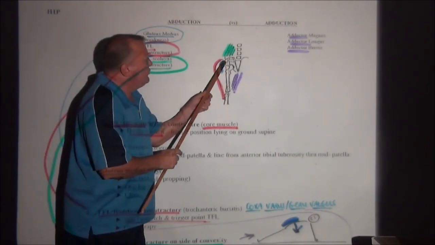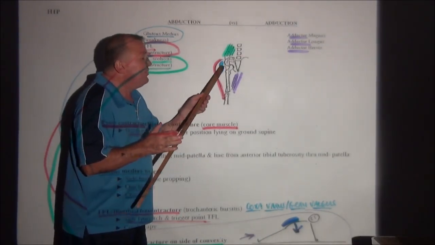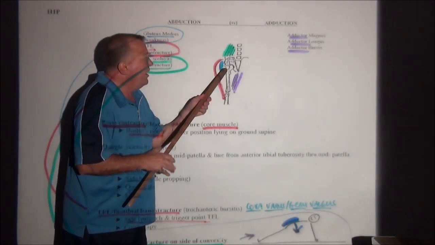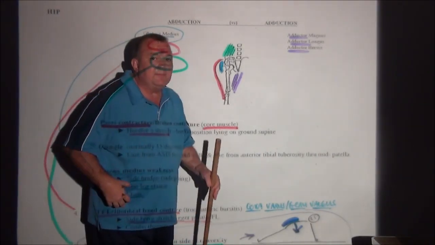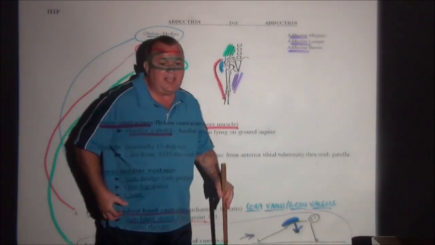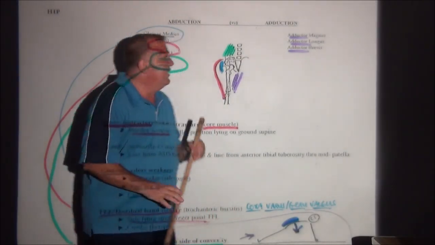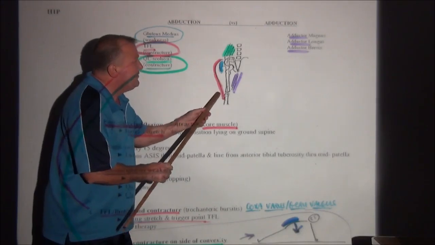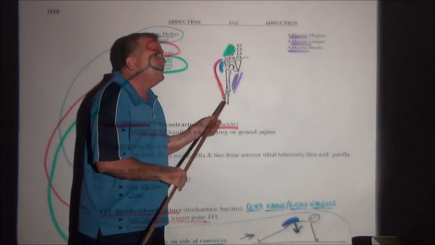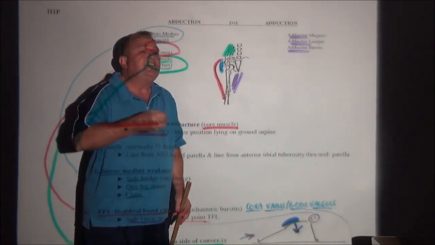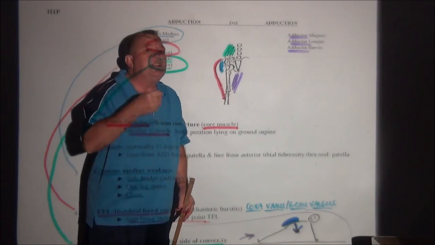So realize then with the glute med, it's a glute med weakness. So we've got to build this glute med up. Now, the way we build that glute med up is we stand on the other side and do the hip hiking. Okay, the way we take care of this one is we've got to stretch it because this is not a weakness, this is a contracture. So the TFL is a contracture, the glute med is a weakness.